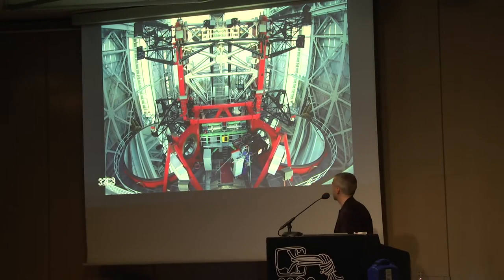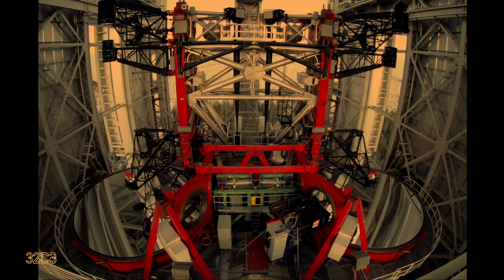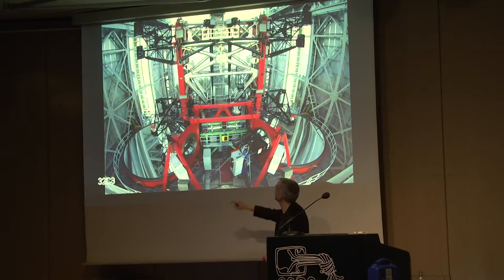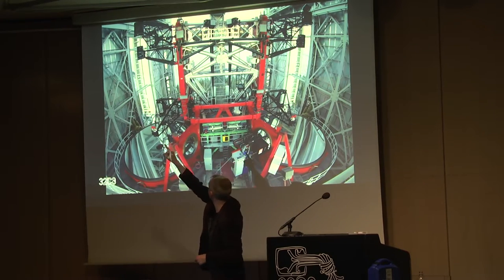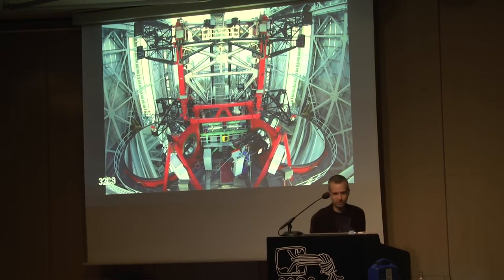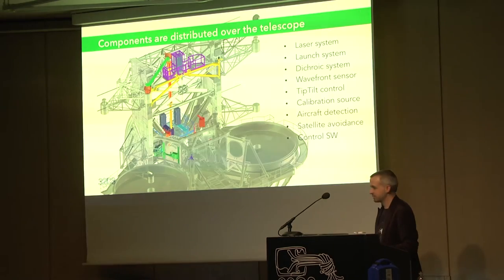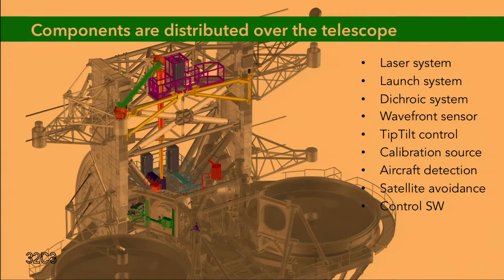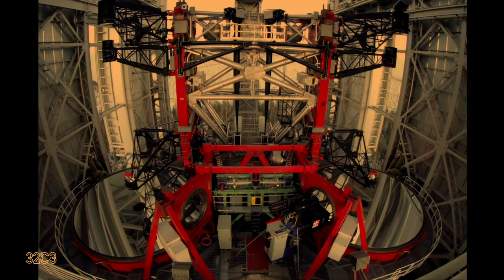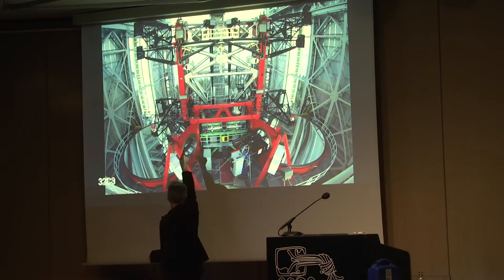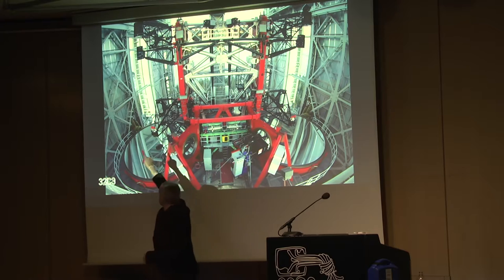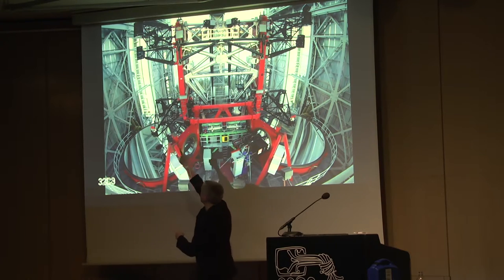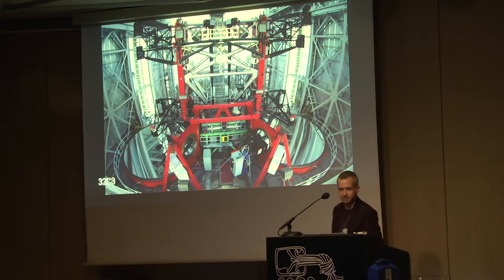This is how it looks like. So when I'm there, I'm roughly that tall. The two black tubes right in the middle, those are the two tubes which go up. Looks like this. So this is how the components are distributed over the telescope. Primary mirror, some instruments in the middle, some tertiary mirror, the secondaries, the adaptive ones up there.